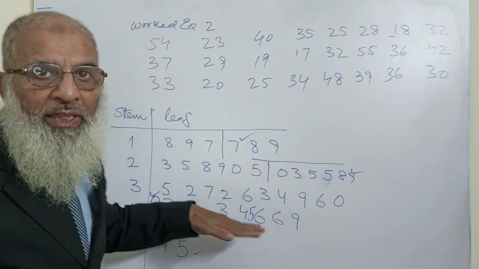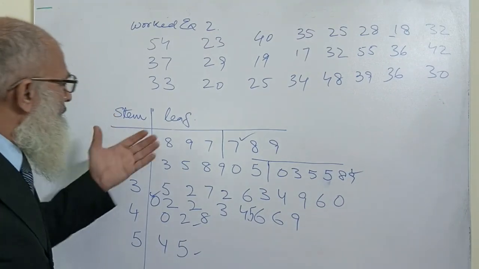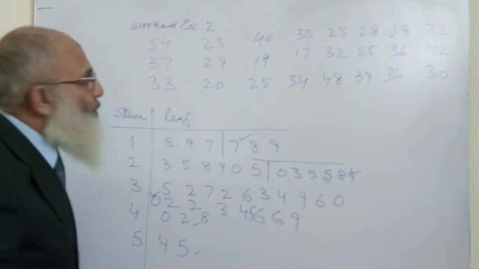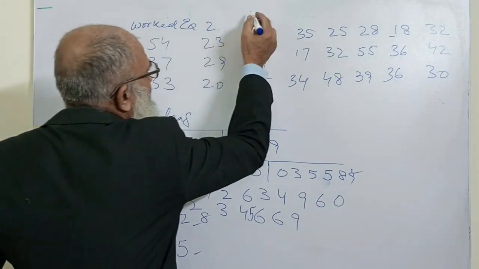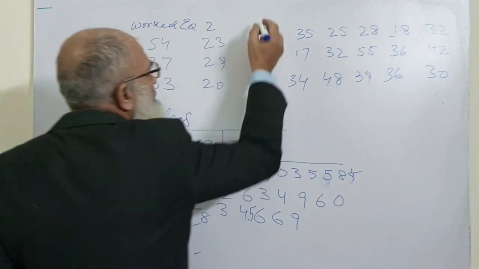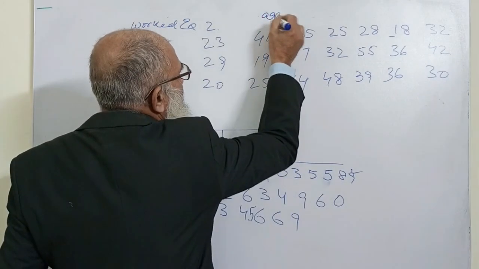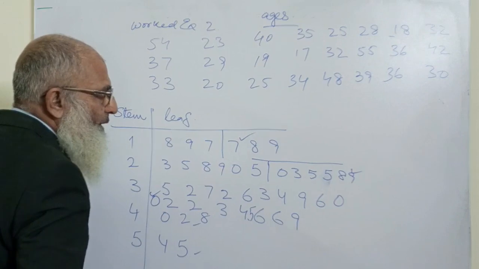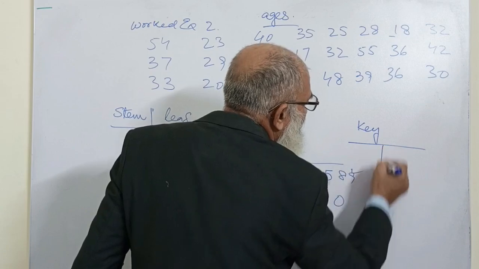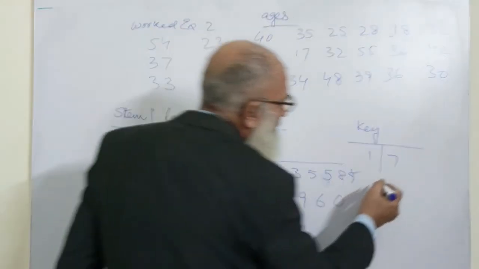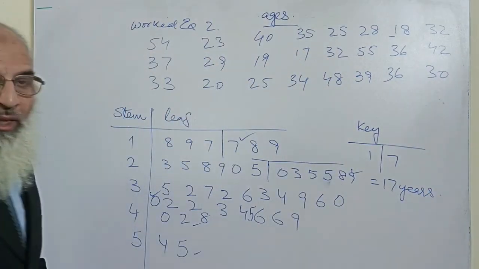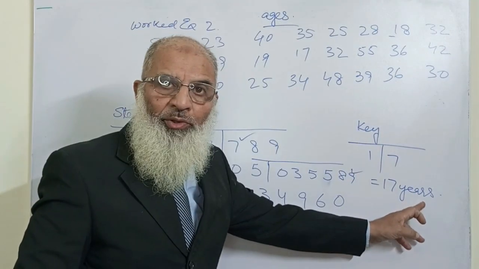Now you can see the original data in this form, which is called stem and leaf form. Suppose these were the ages, for example the ages of any male students or whatsoever. Then for the key, we can write that 1 and 7 will be equal to 17 years. Okay? 1 and 7 is equal to 17 years.